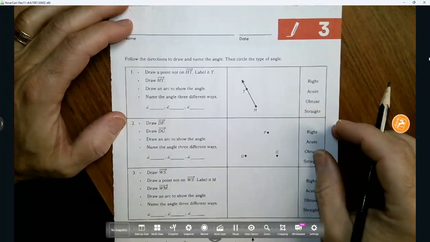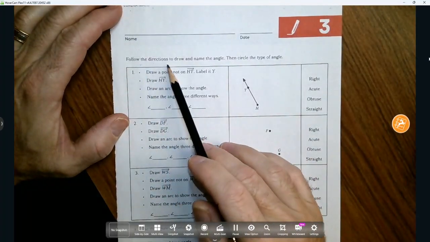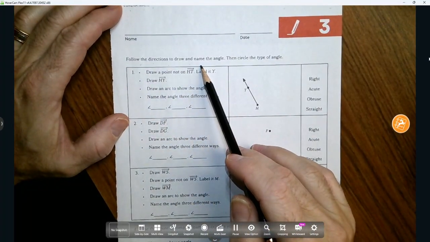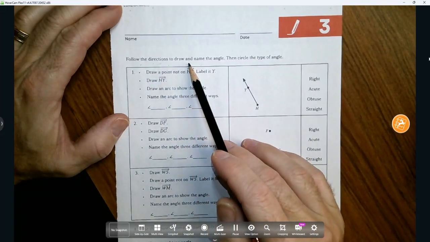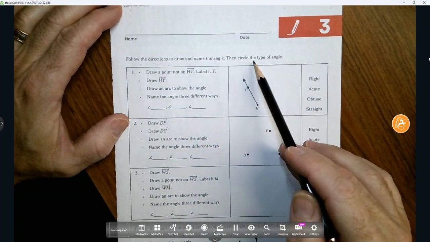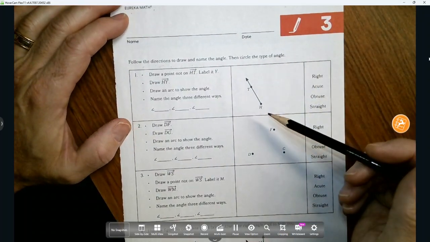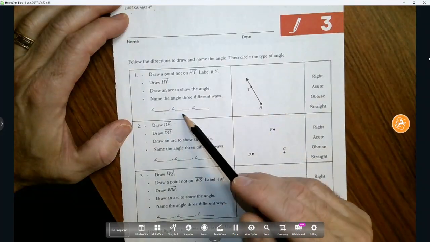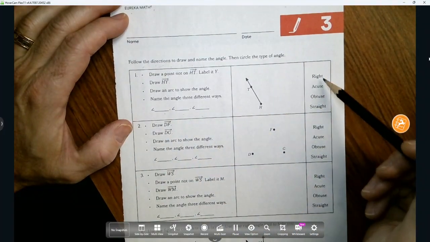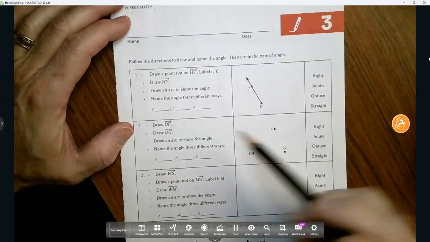All right, let's look at today's homework. Follow the directions to draw and name the angle. Then circle the type of angle. Okay, so we have to draw it, and then we have to name it, and then we have to say what kind of angle it is. So let's look at that.